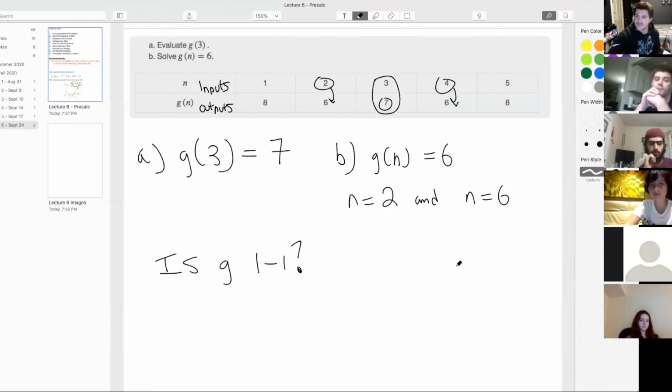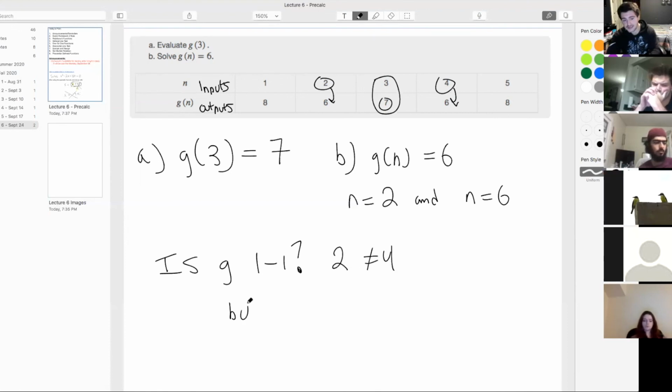And would someone like to explain why? I know there's a few people, so just jump in. Because g of n has 2 values that are equal to 6 and 2 values that are equal to 8, so it wouldn't pass the horizontal line test. Exactly. So for instance, 2 does not equal 4, but g of 2 does equal g of 4.